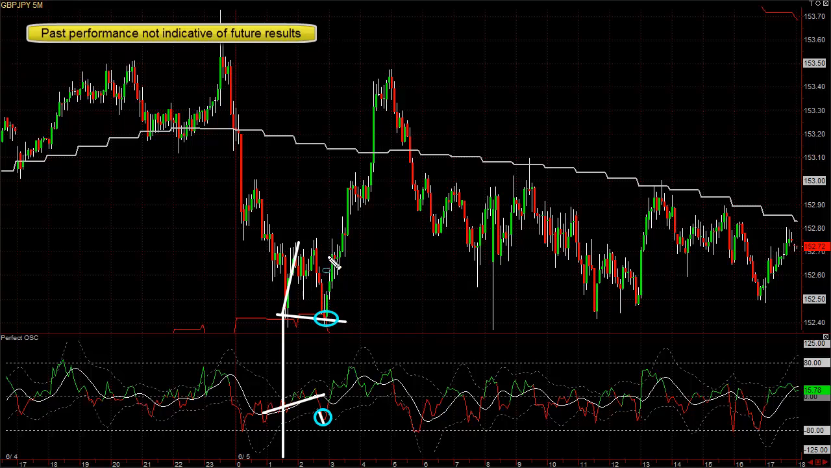In fact, I'd get in when it stalls right here at the previous swing high and get out of half, and then when it rallies up here, I'd probably get out of the other half, because usually the hourly is your maximum profit on counter trend trades.